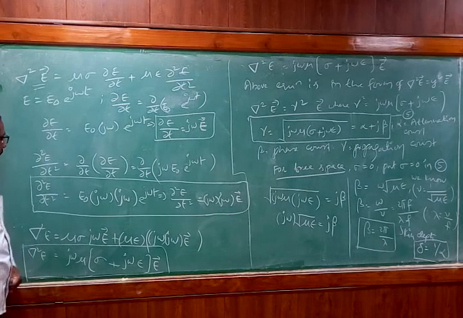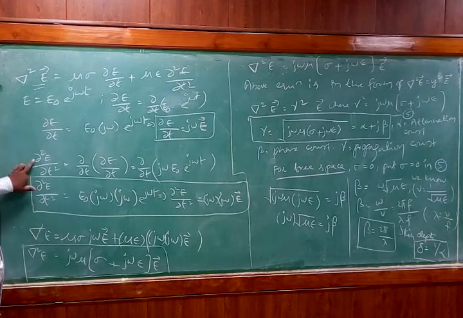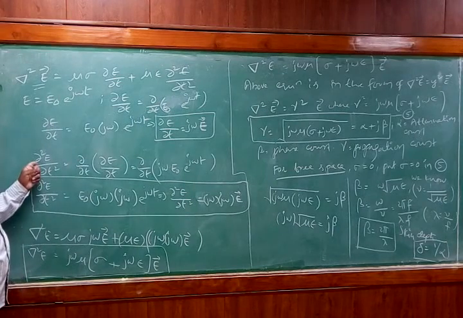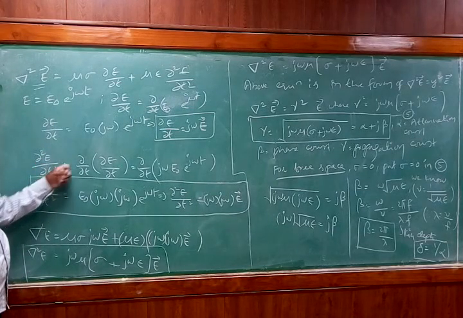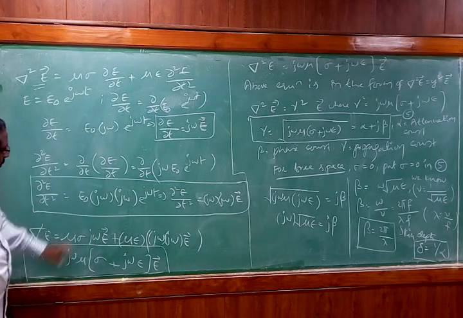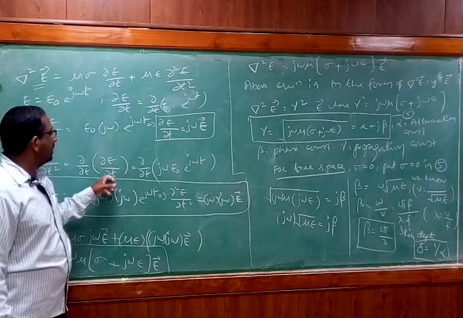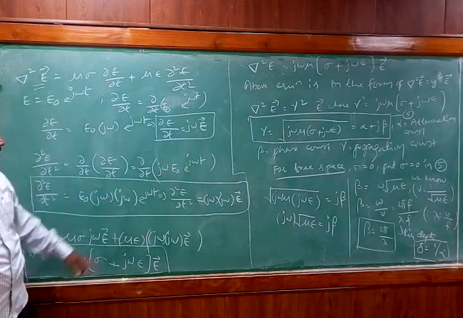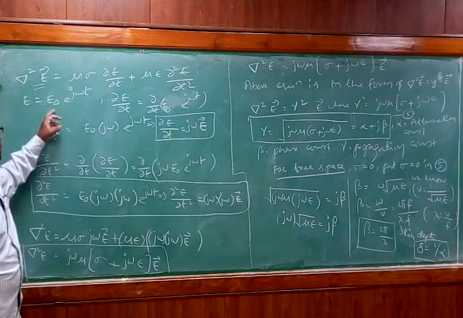Similarly, I have one more term, dou square E by dou t square. To solve this, I write it as dou by dou t of dou E by dou t. We have already got dou E by dou t as j omega into E, so the same thing I can write here. And what is E actually? E is nothing but E naught into e power j omega t.